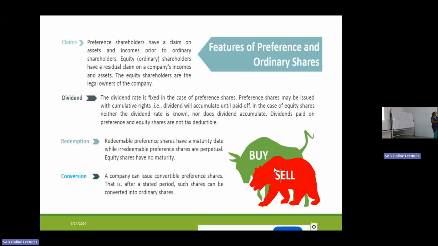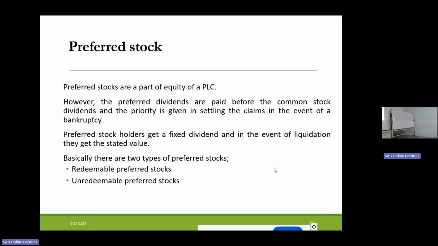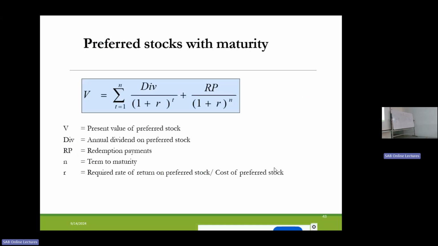Conversion kind of thing. So, some features related to the preference shares. Now we are going to the calculation of the valuation. If it is redeemable, I think I explained this one. So this is the formula.